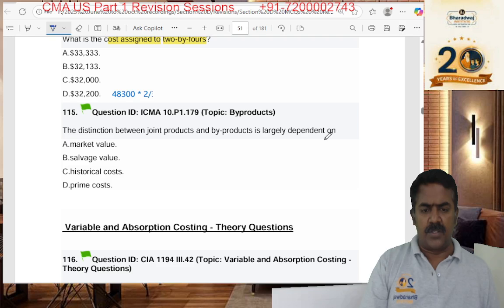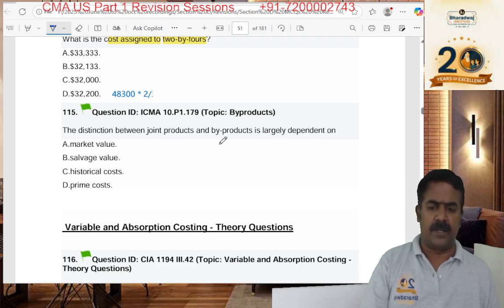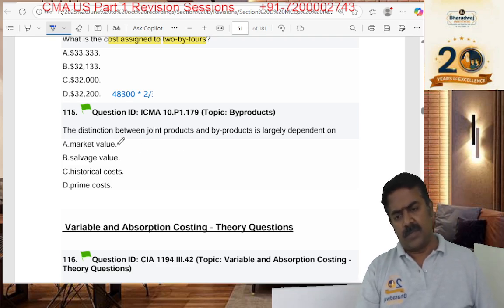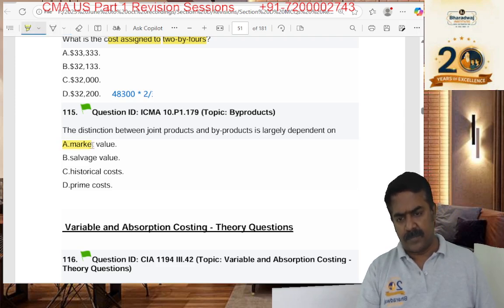The distinction between joint products and byproducts largely depends on market price, the value.